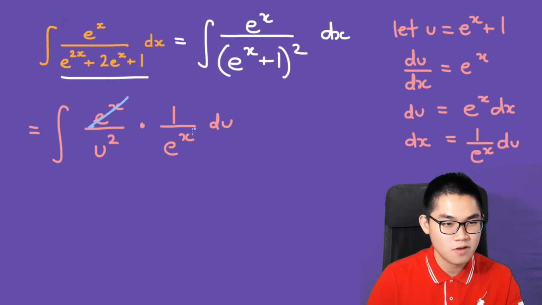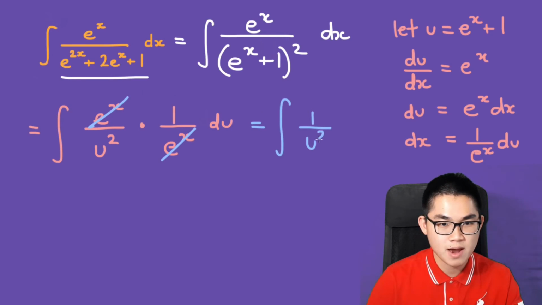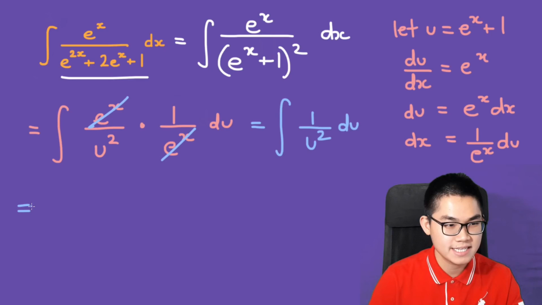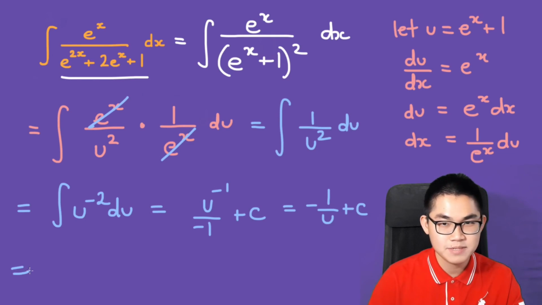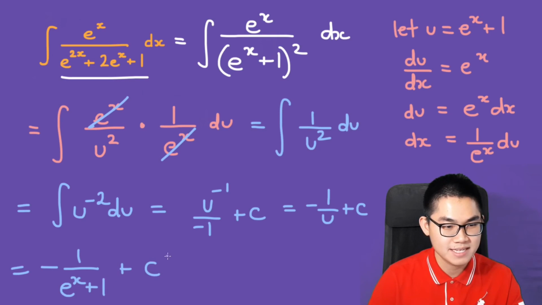Here, the e to the power of x will cancel out. We have the integral of 1 over u to the power of 2 du. That's basically the same as the integral of u to the power of negative 2 du. So the antiderivative of this is u to the power of negative 1 over negative 1 plus c, which is negative 1 over u plus c. And we substitute e to the power of x plus 1 back into our expression, giving us negative 1 over e to the power of x plus 1, plus c.